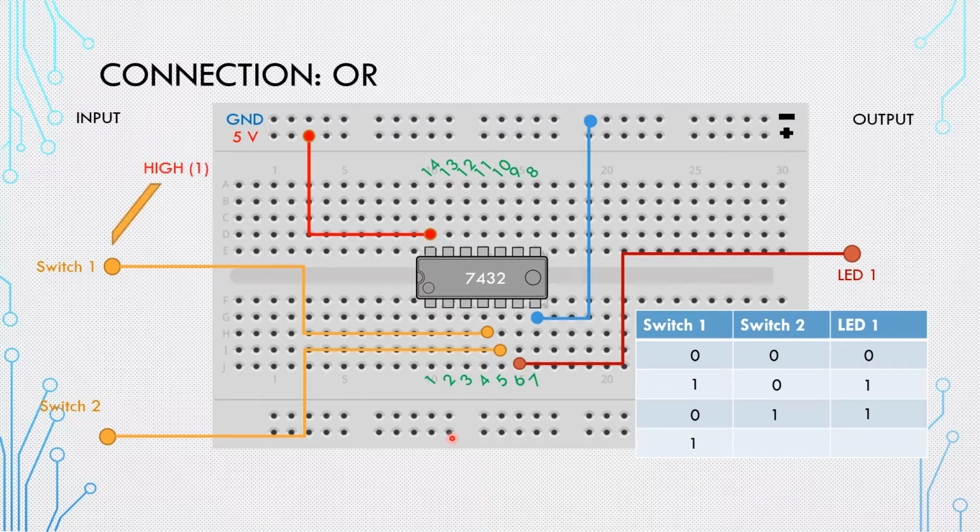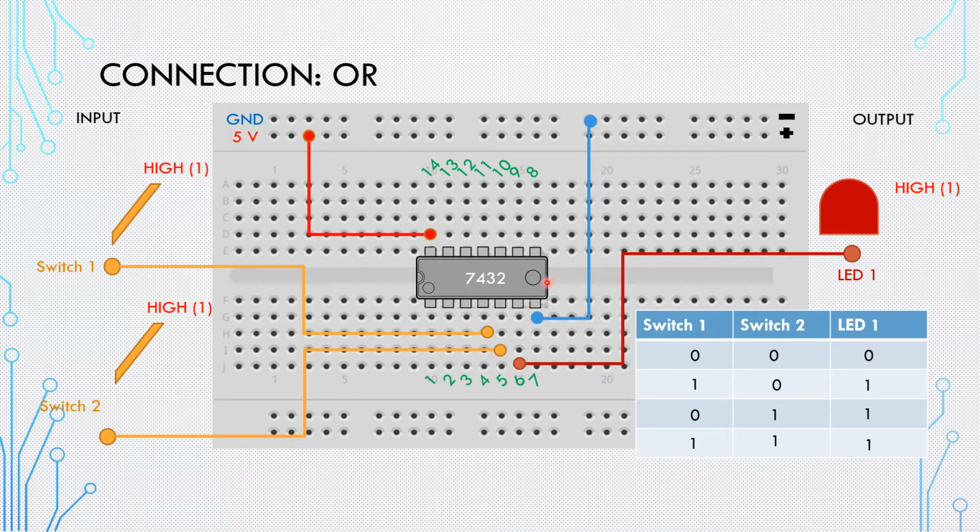Okay, let's see what happened for the last situation. If you make both switches 1, this is what you get in the lab, and obviously this is the truth table for OR. So if one switch is on, it's enough for you to have 1 as the output.